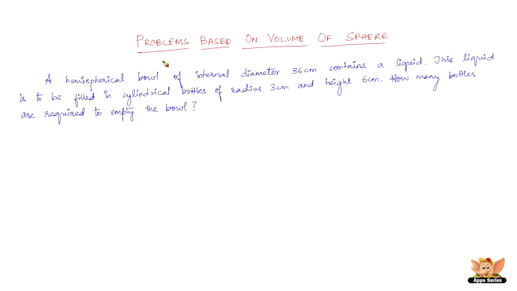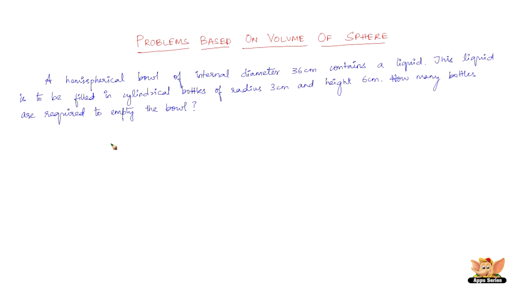Let us continue solving problems based on volume of sphere. This question reads like this. A hemispherical bowl of internal diameter 36 centimeters contains a liquid. This liquid is to be filled in cylindrical bottles of radius 3 centimeters and height 6 centimeters. How many bottles are required to empty the bowl?